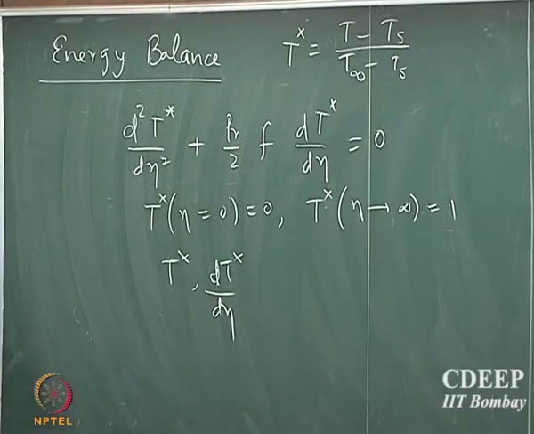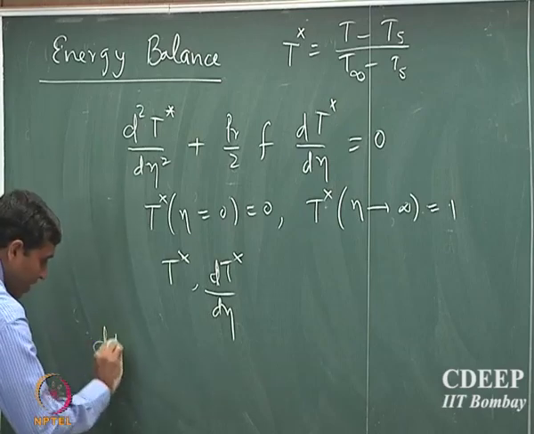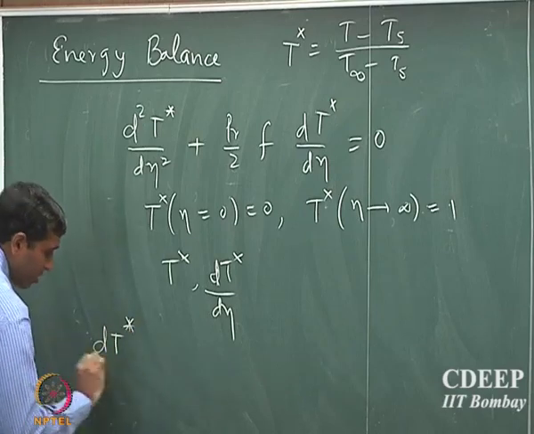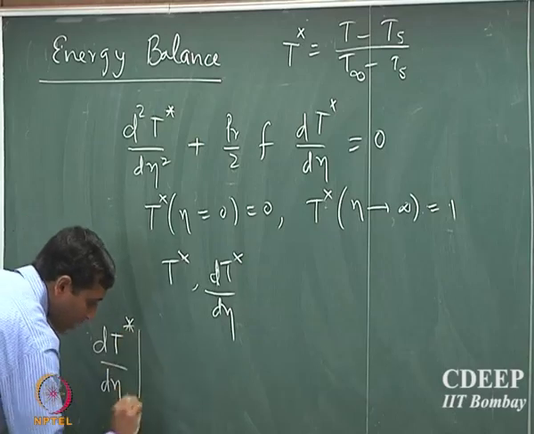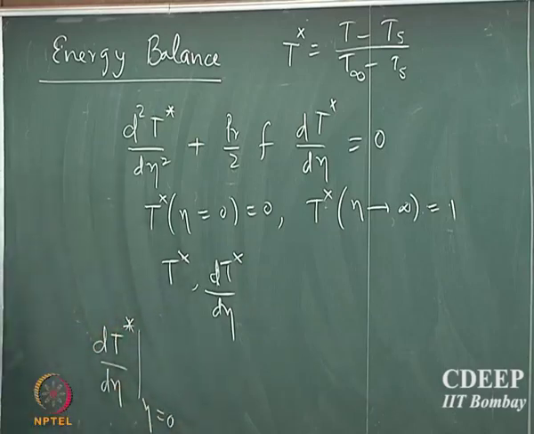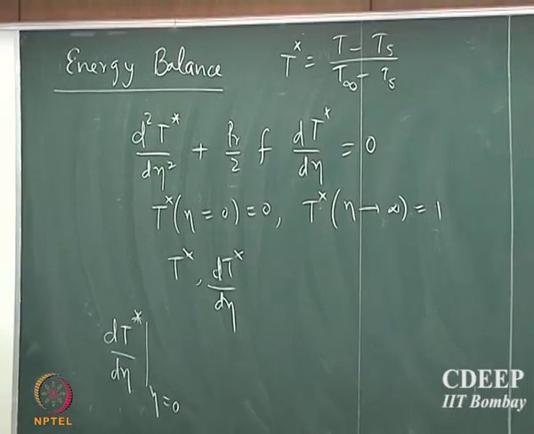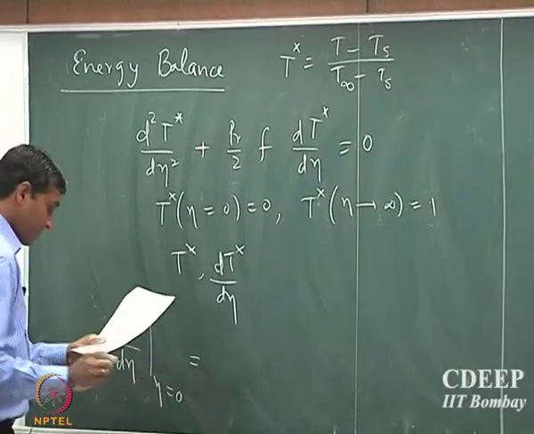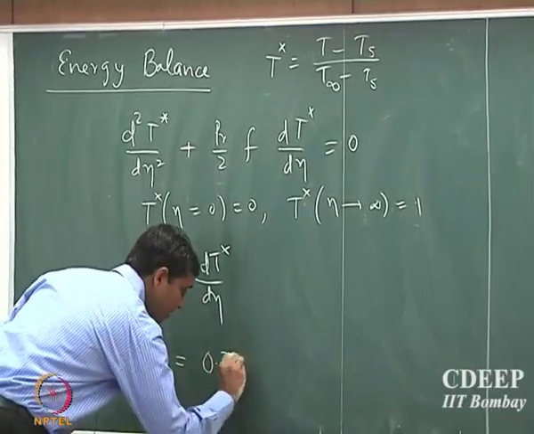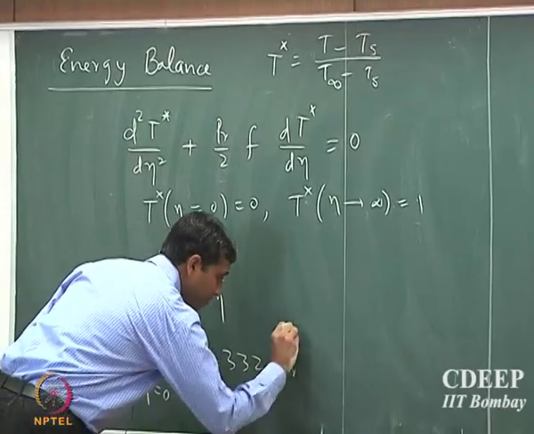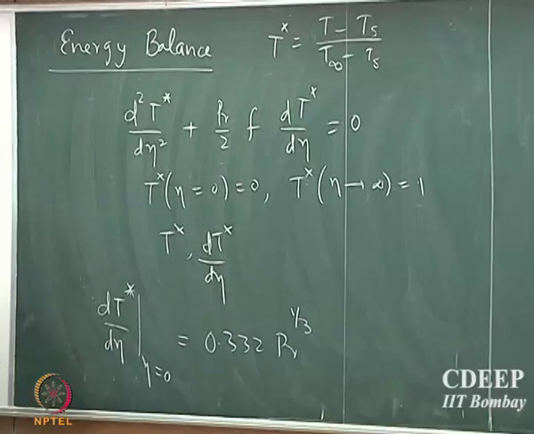So if we know these two quantities, then we should be able to find the heat transport coefficient. Okay. So what is important here once again is to find the heat transport coefficient. So what was found is that dT star by d eta at eta equal to 0 scales as 0.332 into Prandtl number to the power of 1 by 3.